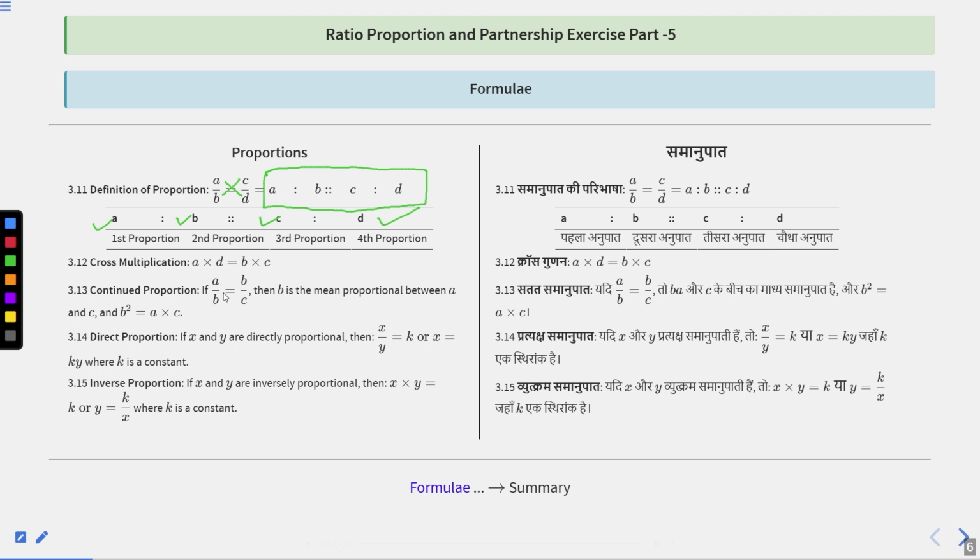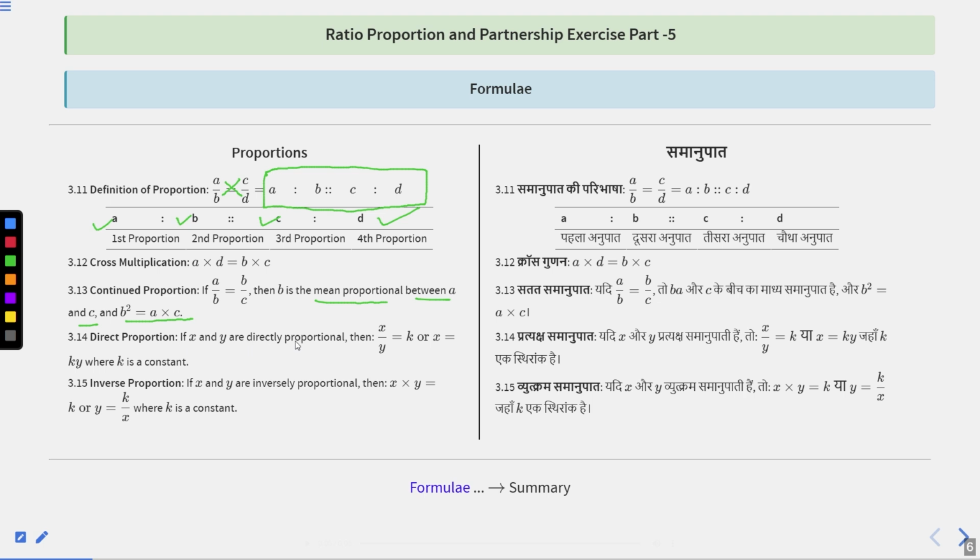What is continued proportion? If A upon B equals B upon C, then B is the mean proportional between A and C, which is represented by B square equals AC. So this formula is used for mean proportion also. When we calculate the mean proportion of two numbers, then we use this formula B square equals A into C.